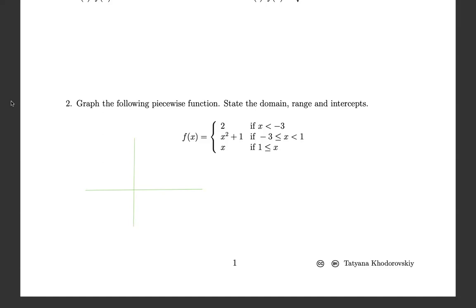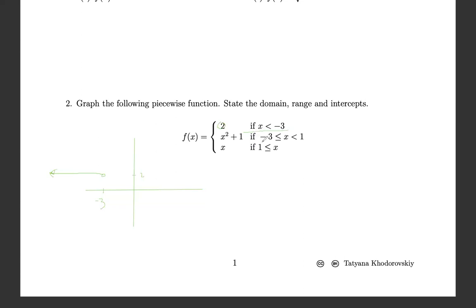Then the first piece is this, x less than -3, right? Let's see if this is -3. X less than -3, starting from -3, so the function is constant function 2. Let's say this is 2. So I have this point. So I have this piece. This graph. So this is the first piece.